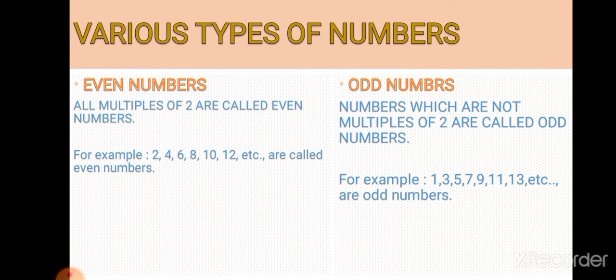Now we will see the various types of numbers. You already know about even and odd numbers, right? Even numbers are all multiples of 2, and odd numbers are the numbers which are not multiples of 2. Or you can say the counting numbers which are exactly divisible by 2 are called even numbers, for example 2, 4, 6, 8, 10, 12, etc. And counting numbers which are not exactly divisible by 2 are called odd numbers, for example 1, 3, 5, 7, 9, 11, 13 and so on.